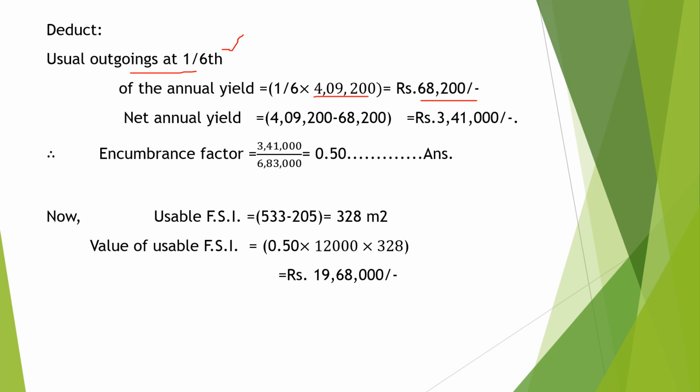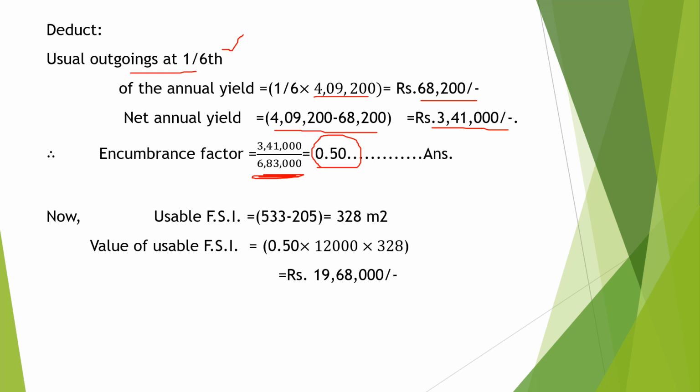So net annual yield will be 4 lakh 9,200 minus 68,200. Annual yield is 3 lakh 41,000. So encumbrance factor is 3 lakh 41,000 divided by 6 lakh 83,000, which you have calculated. So the encumbrance factor is 0.5. It means that the encumbrance factor comes out to be 0.5.